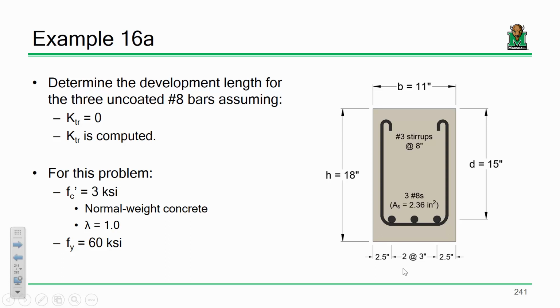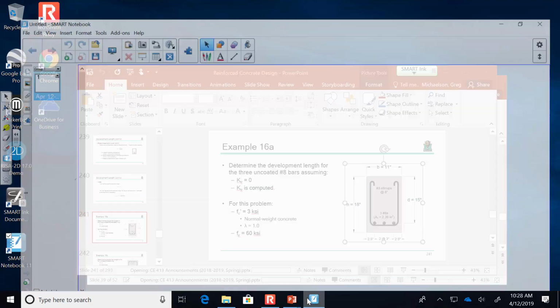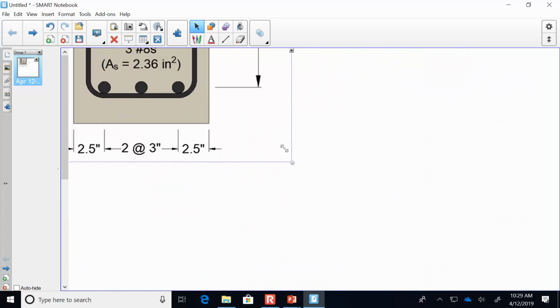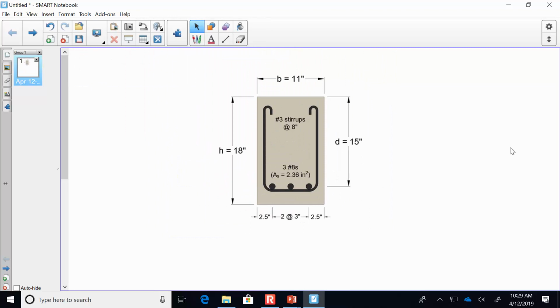Okay, so I have a beam that's a regular singly reinforced beam. I got 3 number 8s. Here's the dimensions. Let me copy this here. Woo, that's big. All right. Okay.